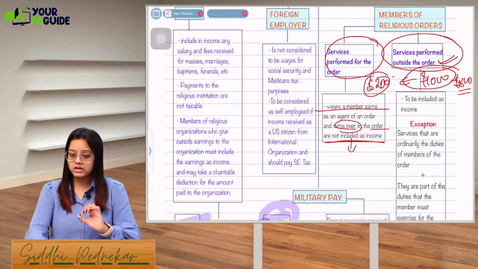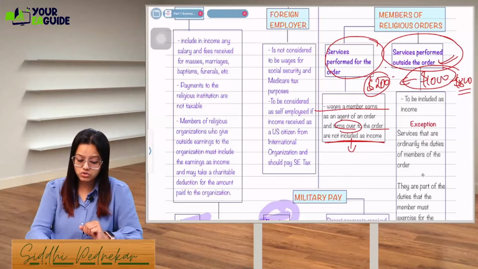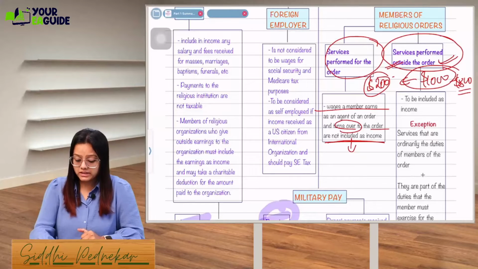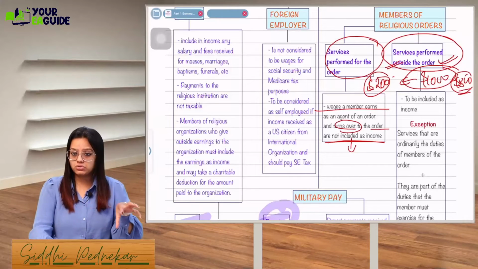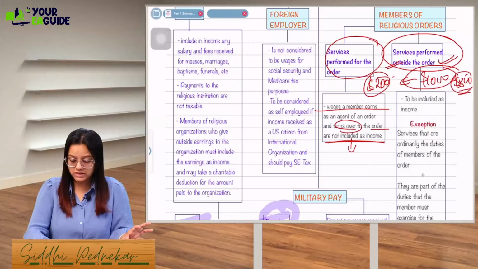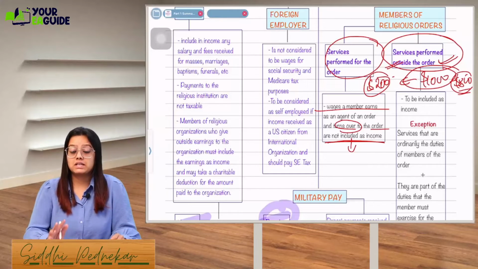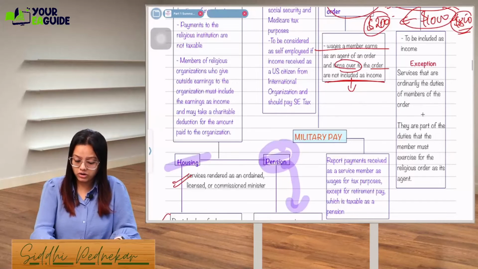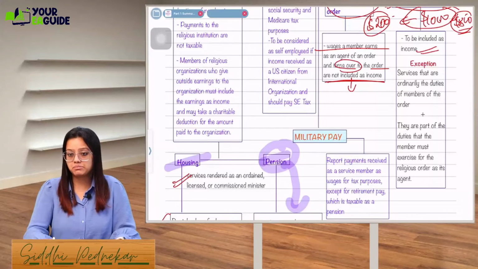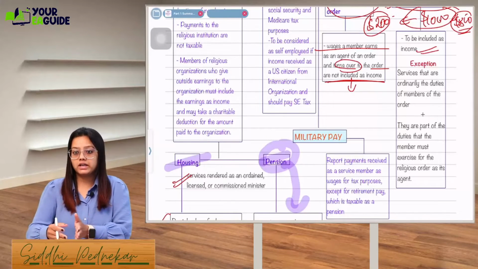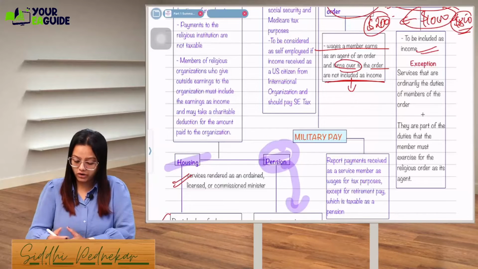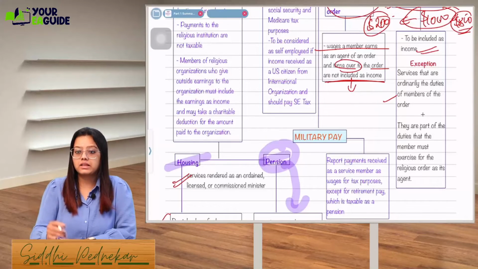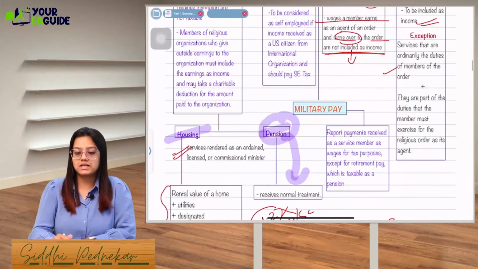The $1,000 will be wage income, chargeable to tax, because you are performing service outside the order. This $800 which you are then donating, depositing to the church, will be considered as a charitable contribution, okay. So it is mentioned here, the whole $1,000 will be included in the income. The exception is services that are ordinarily the duties of the members of the order, plus they are part of the duties that the member must exercise for the religious order, okay.